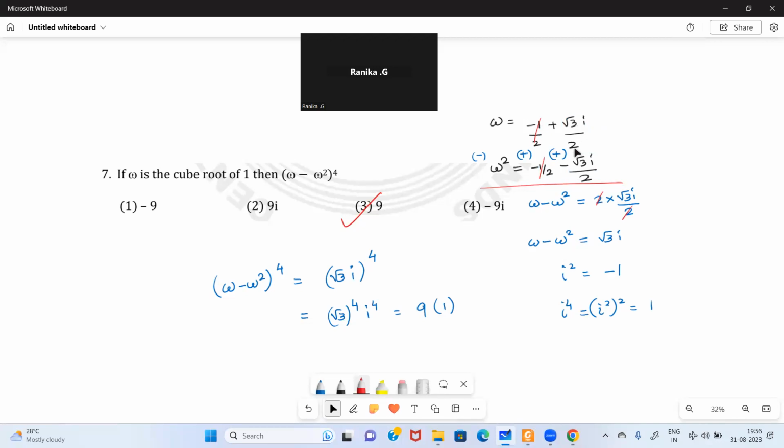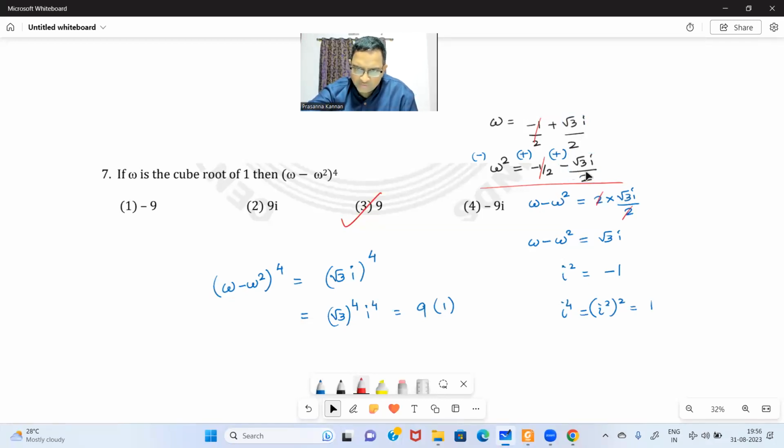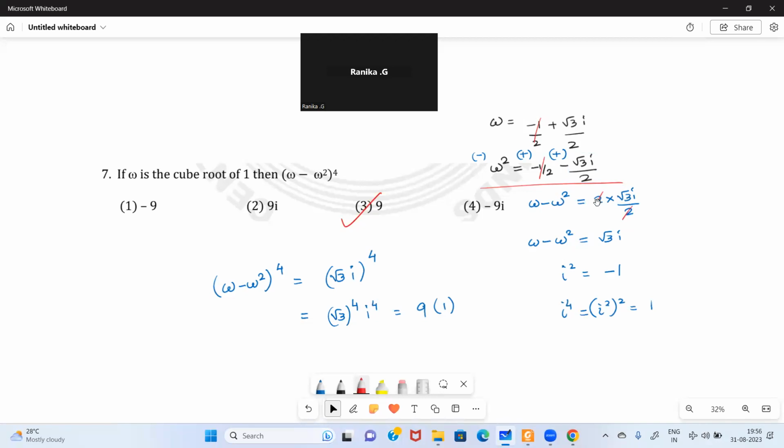Then we would get 2 into root 3i by 2. Yes, sir, root 3i by 2. Then 2 and 2 would get cancelled.